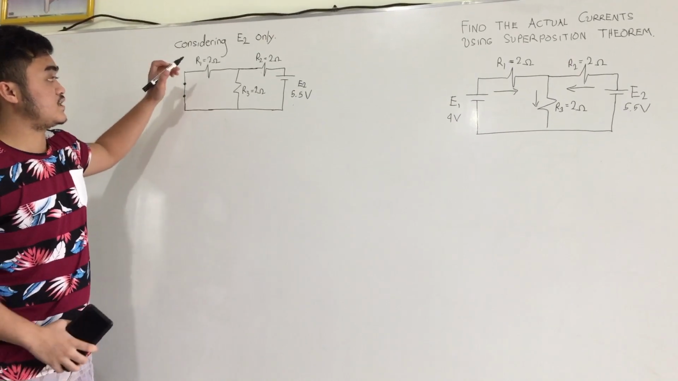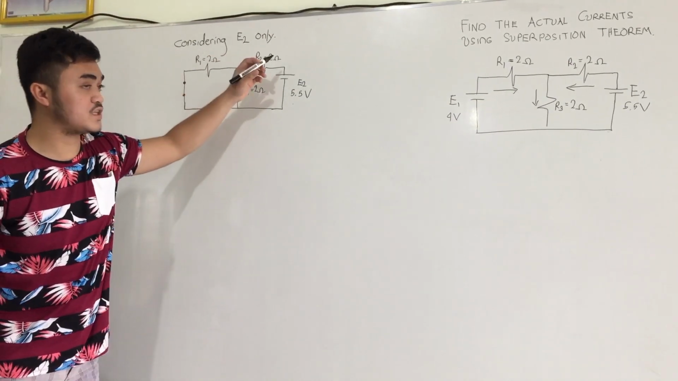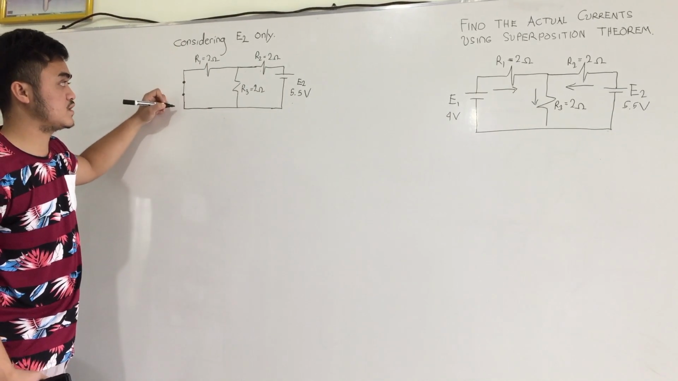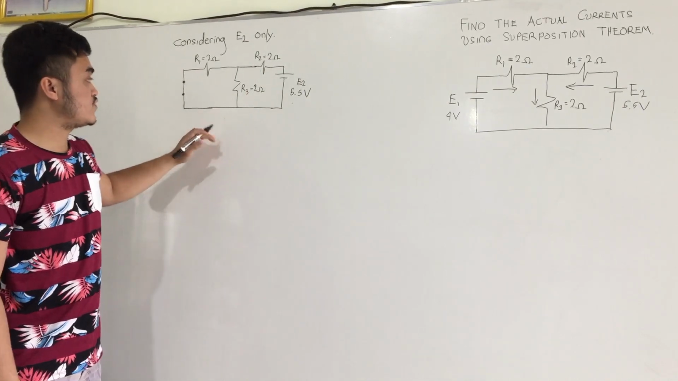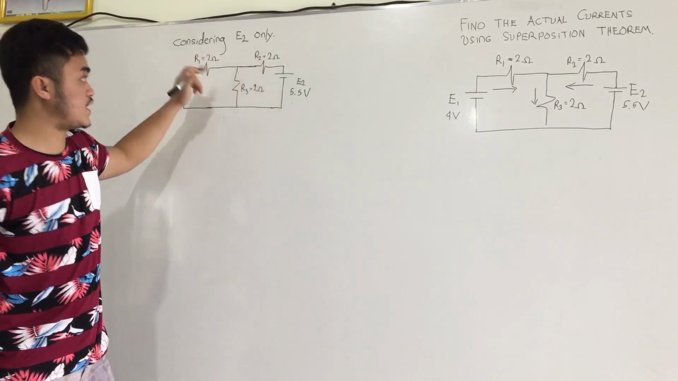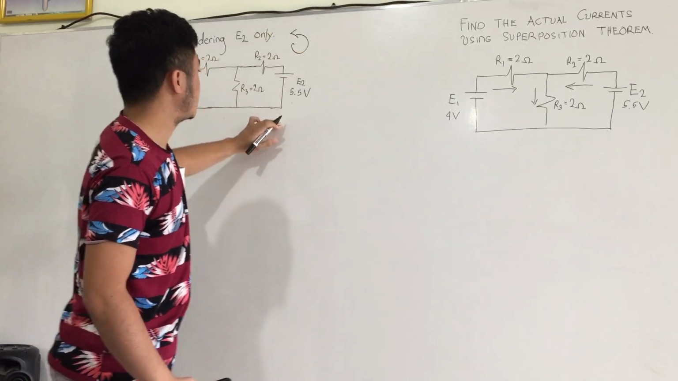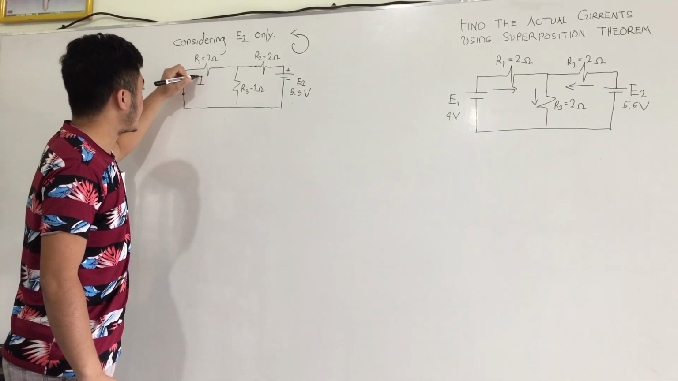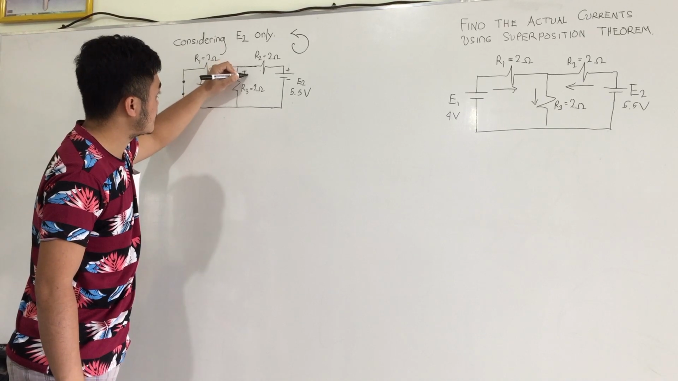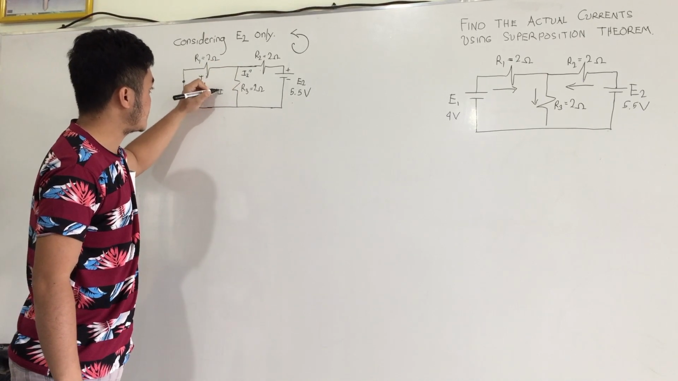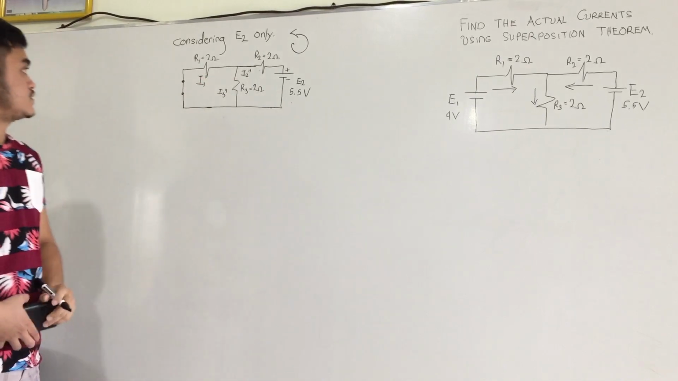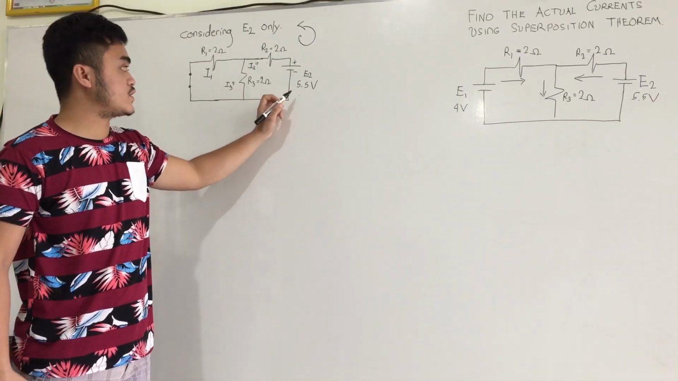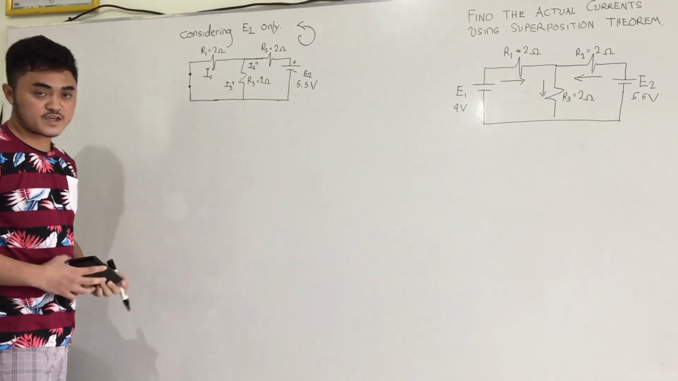Now, we need to find the E sub 2 only. So, by considering E sub 2 only, the E sub 1 must be short-circuited. So, the terminal A, terminal B must be short-circuited. And as we can see in the diagram, the conventional flow current is going to counterclockwise direction. So, counterclockwise direction, since this is a positive and negative polarities, we can say that this is the I sub 1 double prime and the I sub 2 double prime, and this is I sub 3 double prime. And we have also R1, R2, R3 is equal to 2 ohms, and E sub 2 is equal to 5.5 volts.